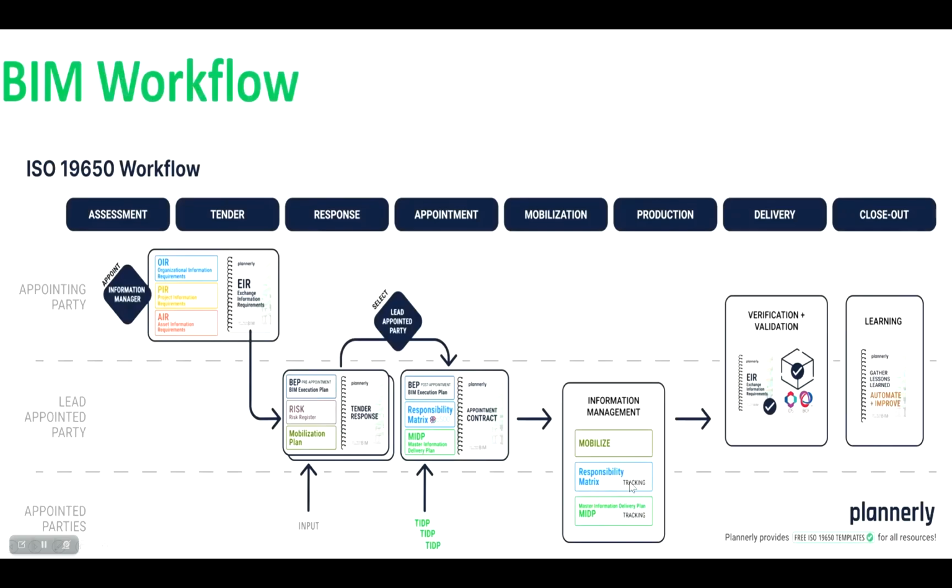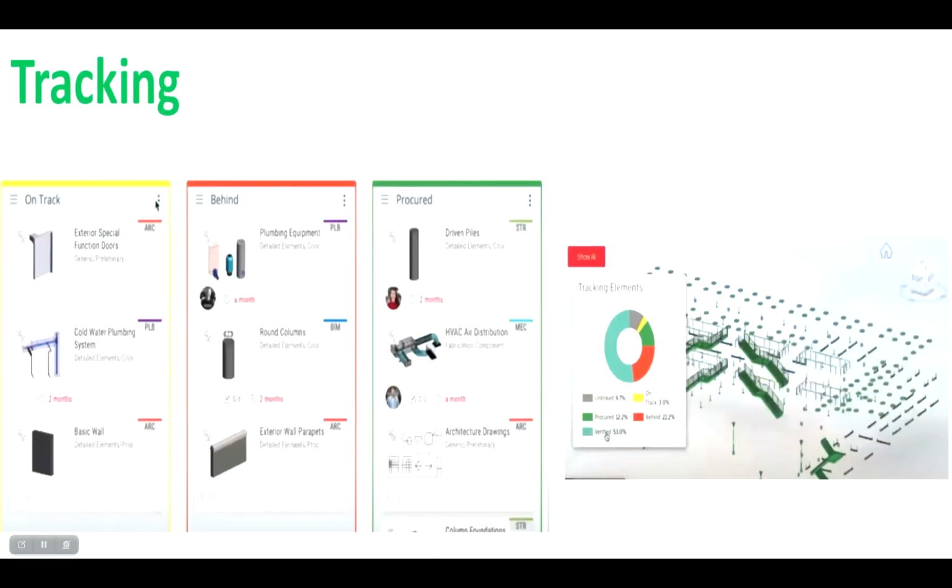Okay, the tracking is going to be a very important part. I'm going to tell you about the tracking, what the tracking is going to be in the case of the responsibility matrix and the master information delivery plan, that is your MIDP. Okay, so I'll just let you know what the tracking is over here. You can see whatever work we are doing, is it on track or not? That is just like in planning we talk about. Okay, is everything happening on time or not? So just like on track, if we say your exterior, special function door, your components, are these placed on the tracking part or not.